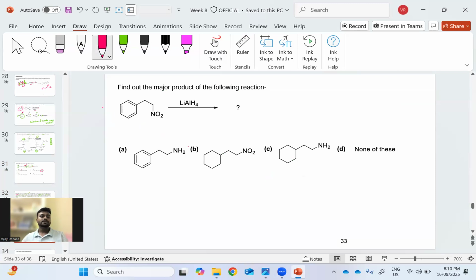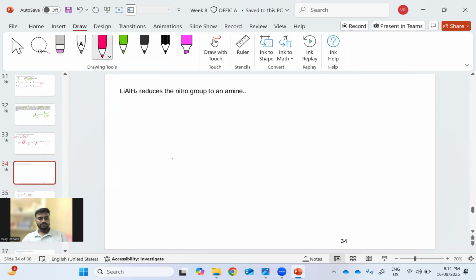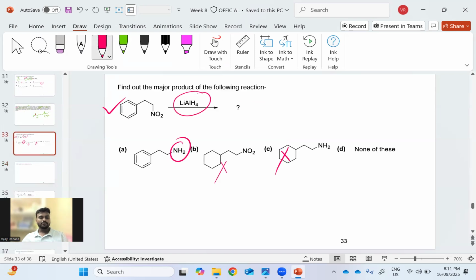For the next question we have a nitro group and we have added LiAlH4. This nitro group with LiAlH4 gets converted into the corresponding amine. The aromatic system will remain unaffected with the LiAlH4. Only the nitro group is getting reduced. The nitro group is reduced to the amine, so option A is the correct option here.